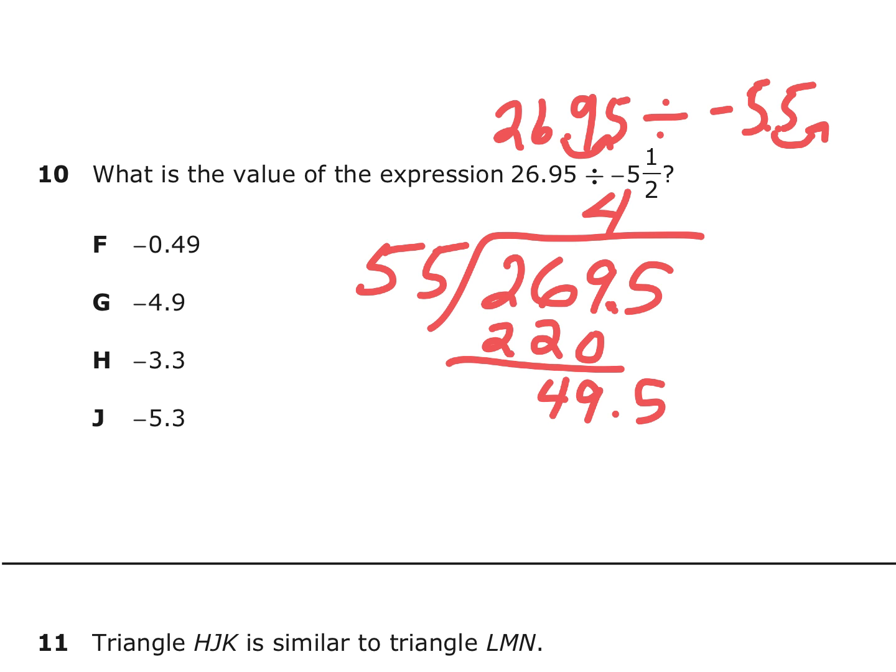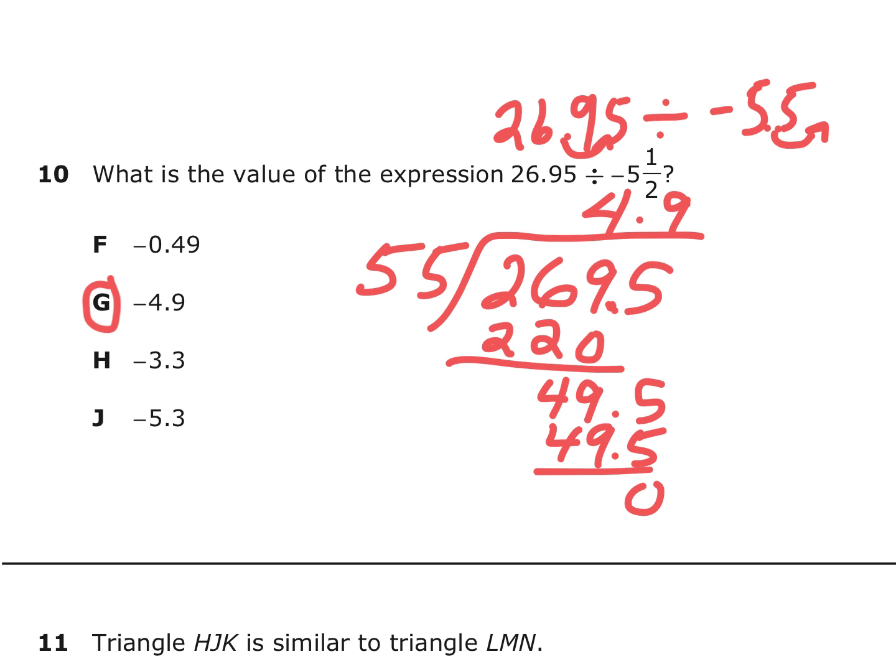So 55 times 10 is 550. 55 times 9, let's try 9. 9 times 5, carry 4, 45, 49, and that works evenly. Perfect. So the answer should be a negative 4.9. So the answer should be G.